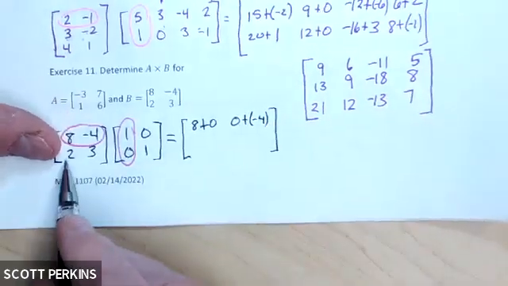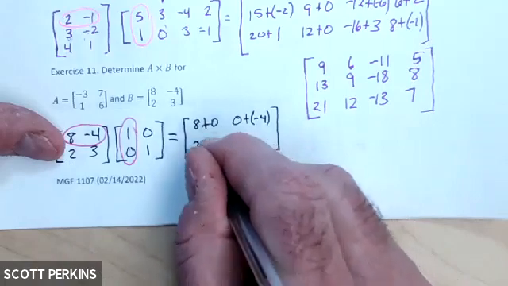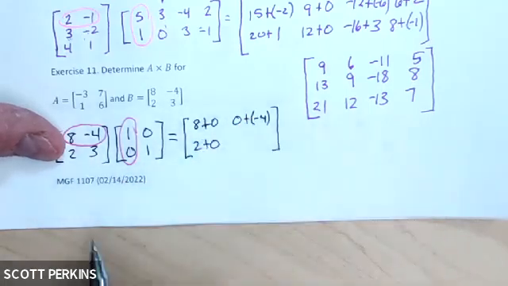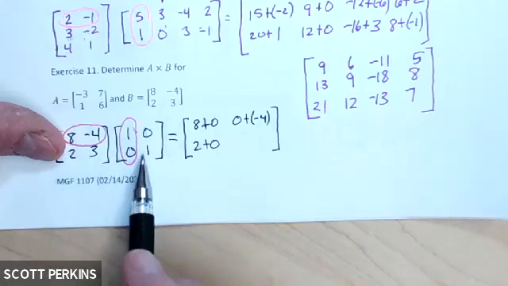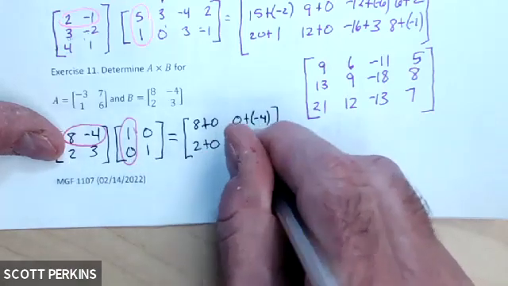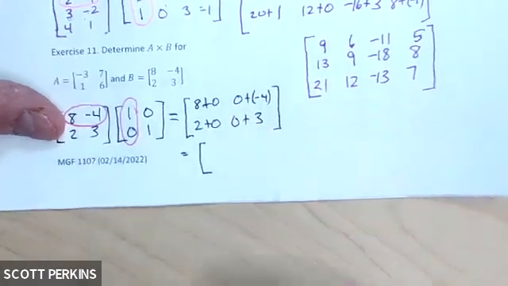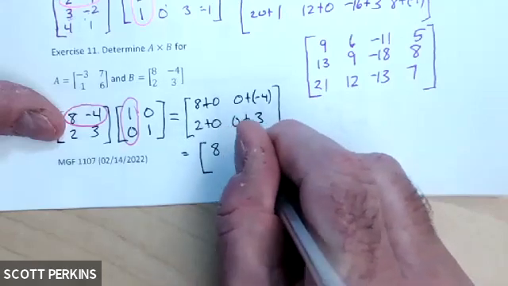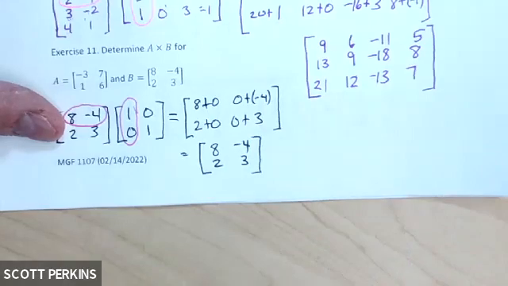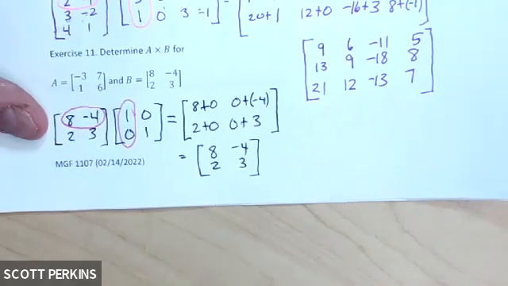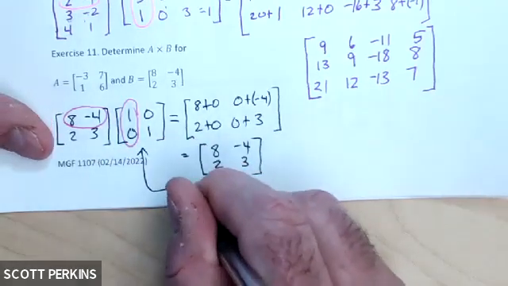Then I'm going to move to row 2. So row 2 times the first column. 2 times 1 is 2, and 3 times 0 is 0. And then last but not least, 2 and 3 times 0 and 1: 2 times 0 is 0, and then 3 times 1 is 3. And what do you notice is the result when I do this? I get the same matrix that I started with, right? So for multiplication, this would be my multiplicative identity.